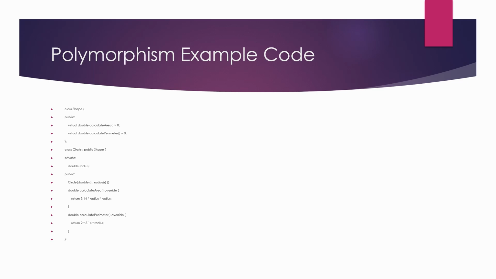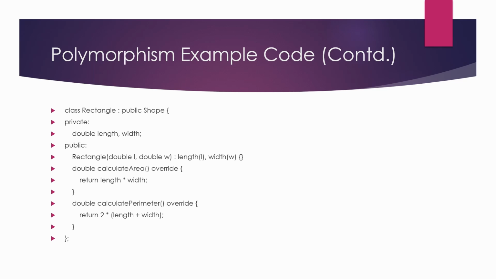Here we have the base class Shape with two virtual methods, calculateArea and calculatePerimeter. These methods will be overridden in the derived classes to provide specific implementations for different shapes. In the derived classes such as Circle and Rectangle, we implement the methods to calculate the area and perimeter according to the respective formulas. Thanks to polymorphism, we can call these methods on a Shape pointer and the correct method will be called based on the actual object type.